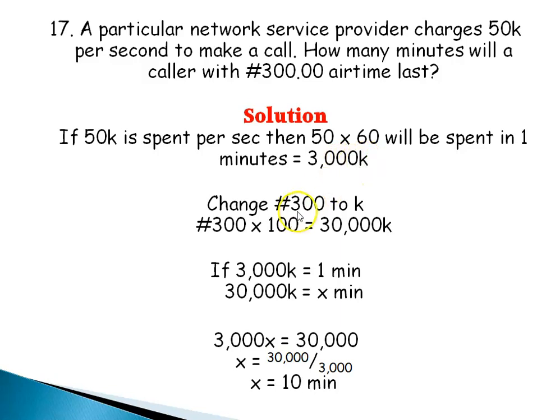Is that okay? Now, if I'm going to change 300 naira to kobo, what will I do? I'll multiply 300 naira by 100, and that will give me 30,000 kobo. So if 3,000 kobo is 1 minute, then 30,000 kobo will be x minutes. Then let me cross multiply. This will give me 3,000x is equals to 30,000. And then I'll divide both sides by 3,000. 3,000x divided by 3,000 is x. 30,000 divided by 3,000 will give me 10 minutes. So I can make a call of 10 minutes with 300 naira airtime. Is that taken? Very good.